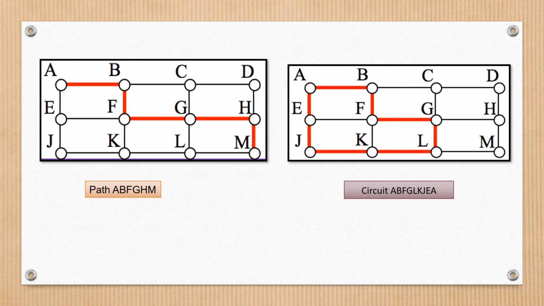So, here is another example. So, in this graph, we have path A, B, F, G, H, M. So, again, we only use the vertex once. In here, we have circuit A, B, F, G, L, K, J, E, A. So, we use the vertices only once except for A, because we started at A and we end up at A.